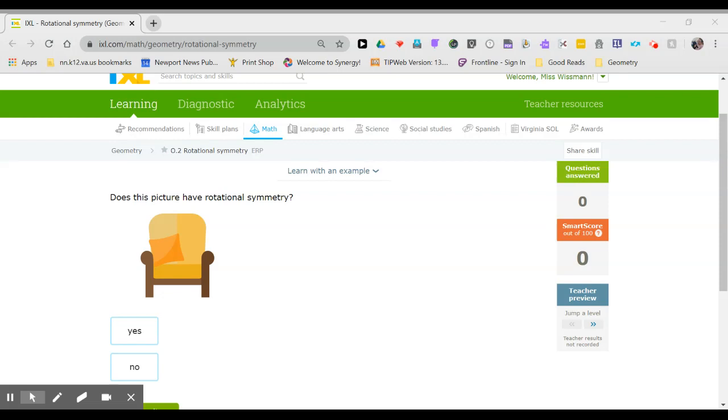In this IXL, we're talking about rotational symmetry. Just a quick recap, rotational symmetry means you can turn the figure any number of degrees and it will line up and look like you haven't moved it at all.